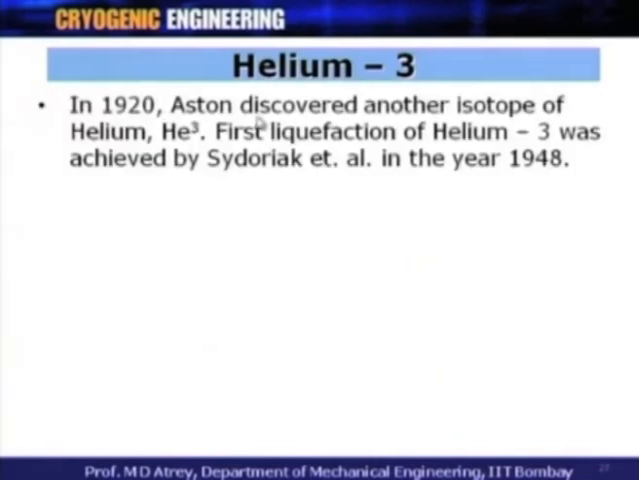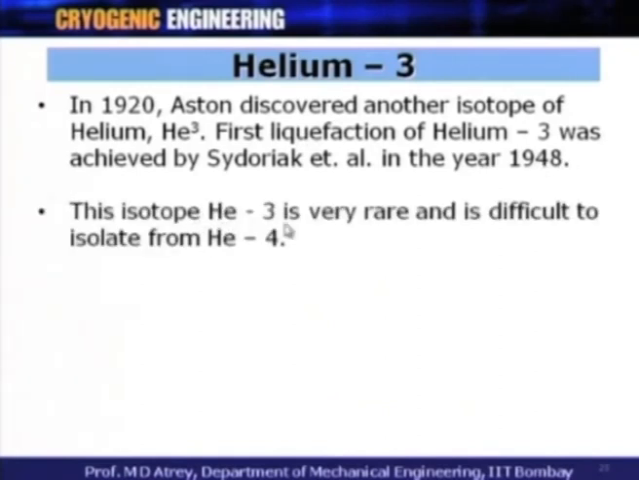In 1920, Aston discovered another isotope of helium, which is helium 3. So, it was discovered as long ago as 1920. And the first liquefaction of helium 3 was achieved by Sydoriak et al. in the year 1948. So, 1920 was the discovery of helium 3, while 1948 was the liquefaction of helium 3.